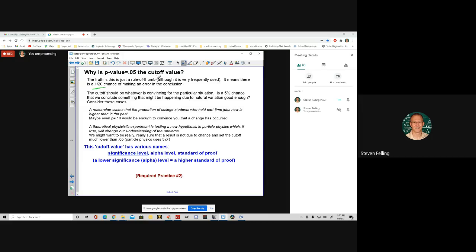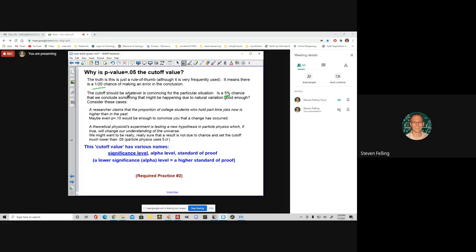It's a rule of thumb. It was proposed by the first person that conducted this, right? But the truth is, the cutoff for deciding whether something's unusual enough for us to consider it to be statistically significant should actually depend upon the particular situation. 5% is frequently used, right? But you could either make it larger or smaller.